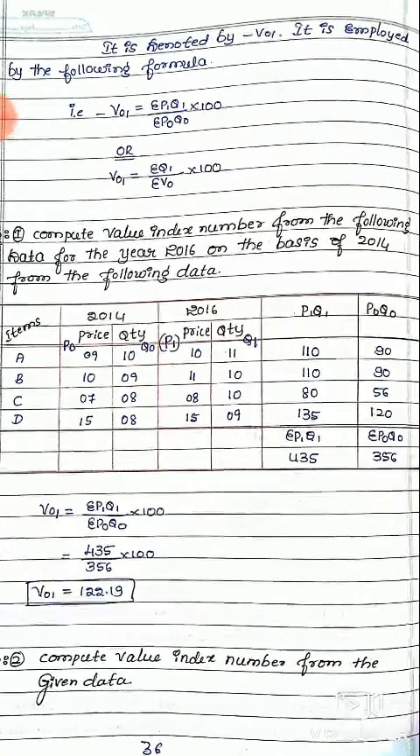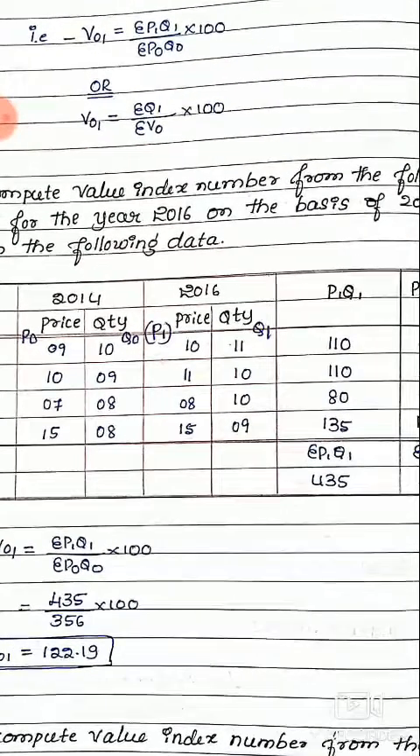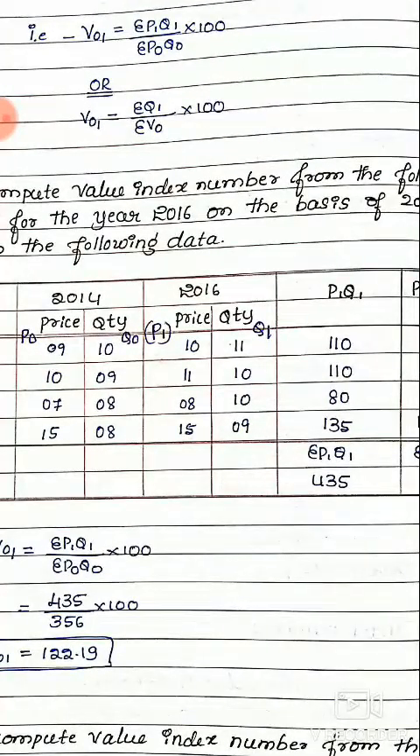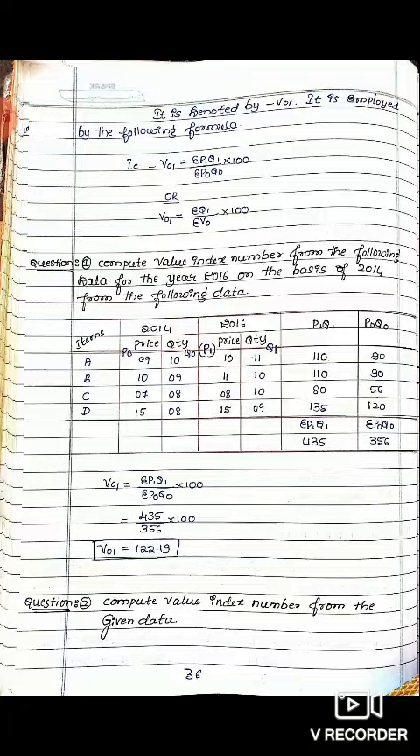So here I told in the beginning, the base year is always indicated by 0, the current year always by 1. Here in the base year, prices and quantities are given. The base year price should be indicated P0, and the base year quantity Q0. Then the current year price is P1, and the current year quantity is Q1. This is the first work done by the students before going to solve the problem.